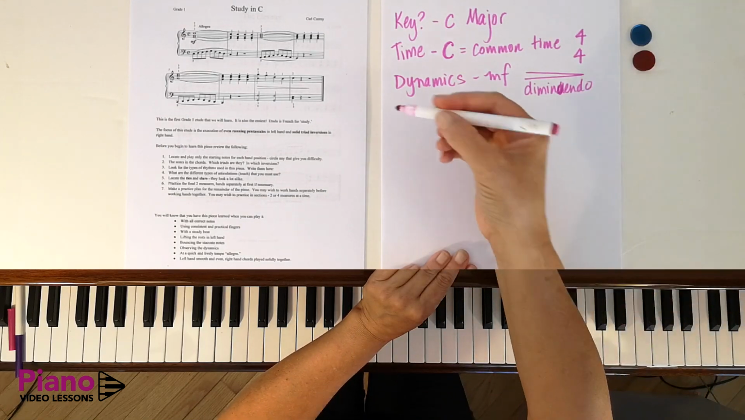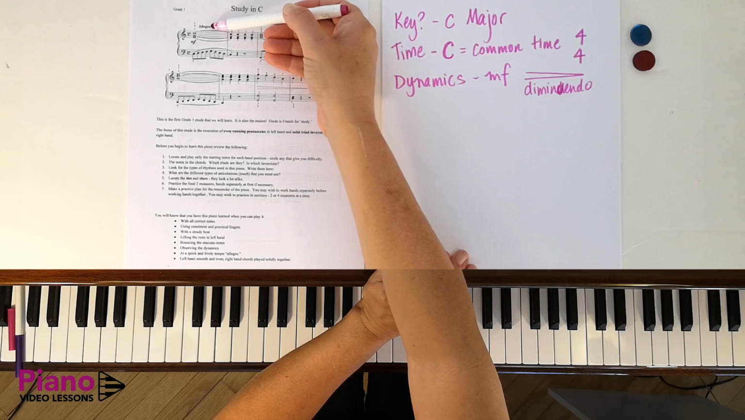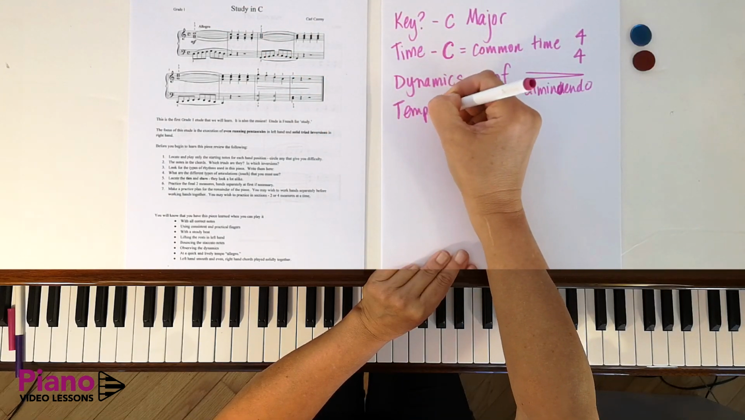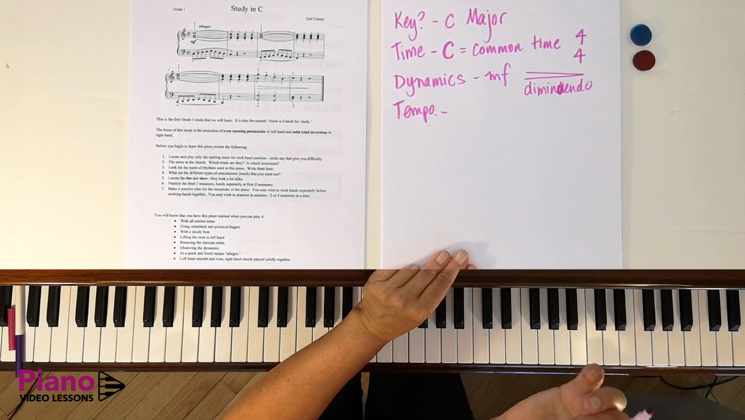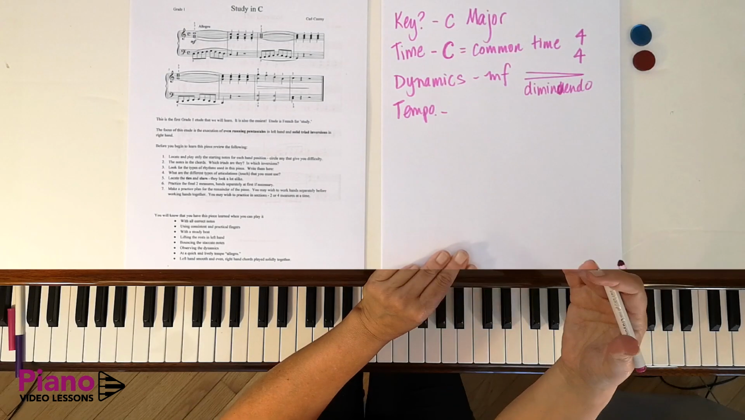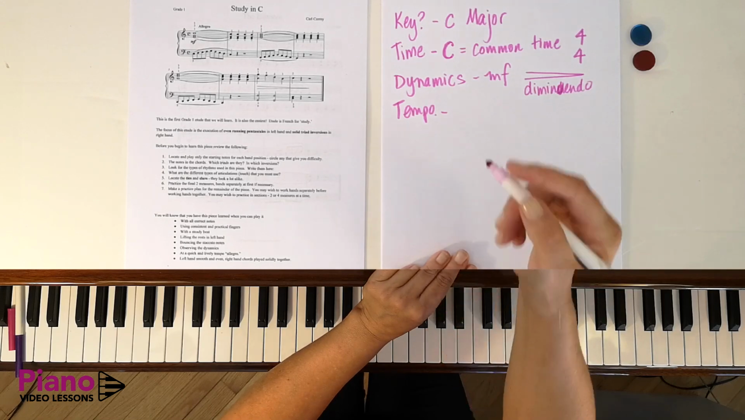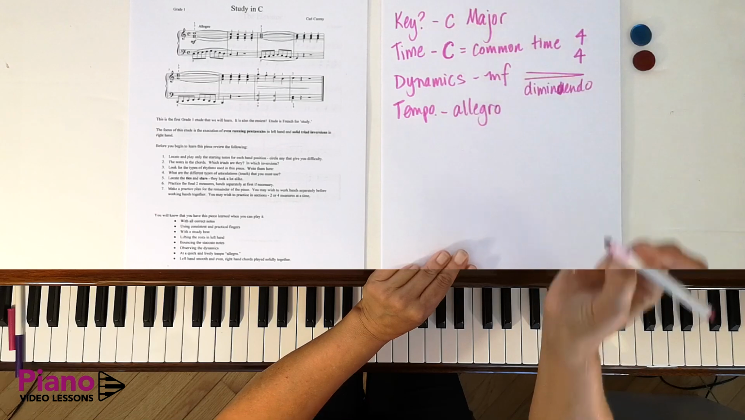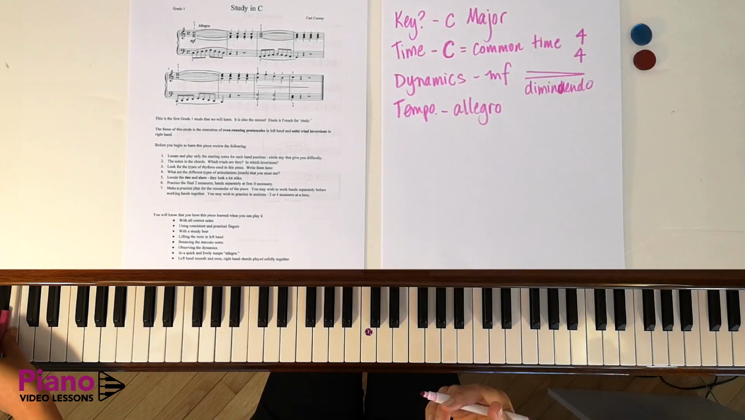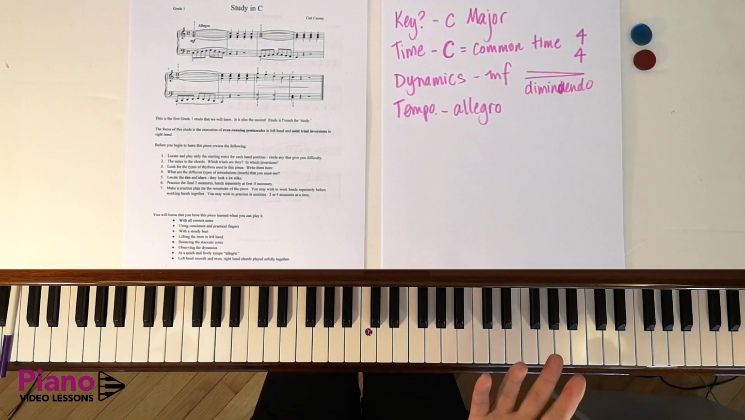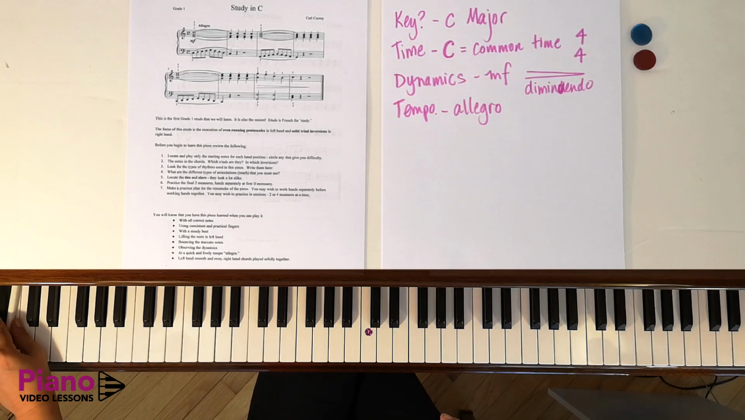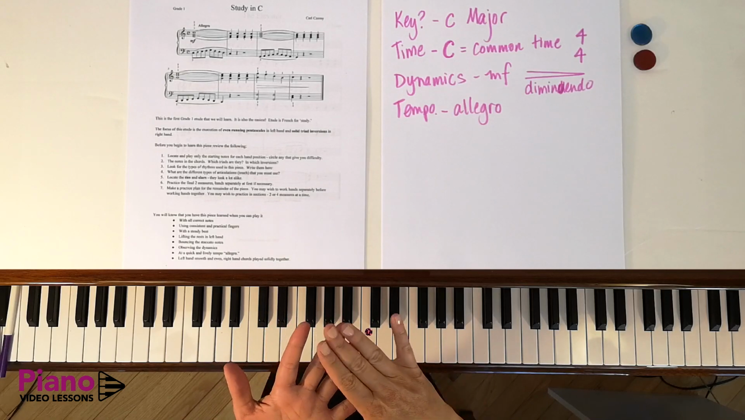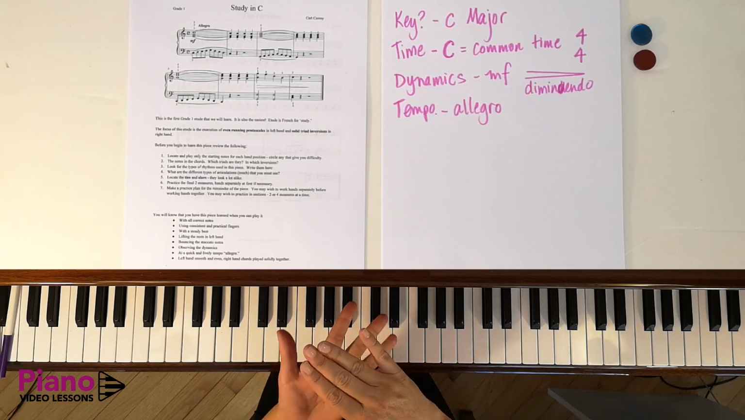And then we can also look to see what the metronome or tempo marking is at the beginning of the piece. This is something we'll pay more attention to once we have it fully learned, because the tempo indicates how fast to play, but we should only really play as fast as we're comfortable. The tempo here is allegro, and allegro means to play quickly and lively. It's an Italian term for quick and lively. So in this etude in C by Czerny, we're going to be playing in C major in 4/4 time, mostly mezzo forte, and playing allegro.